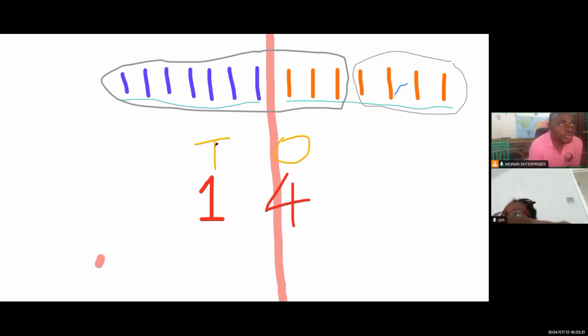Do you understand how we regroup? We make 10 ones into 1 ten. So 7 and 3 makes 10. So we just write 1. But this 1 is not just 1 one. It is 1 ten. Do you understand?